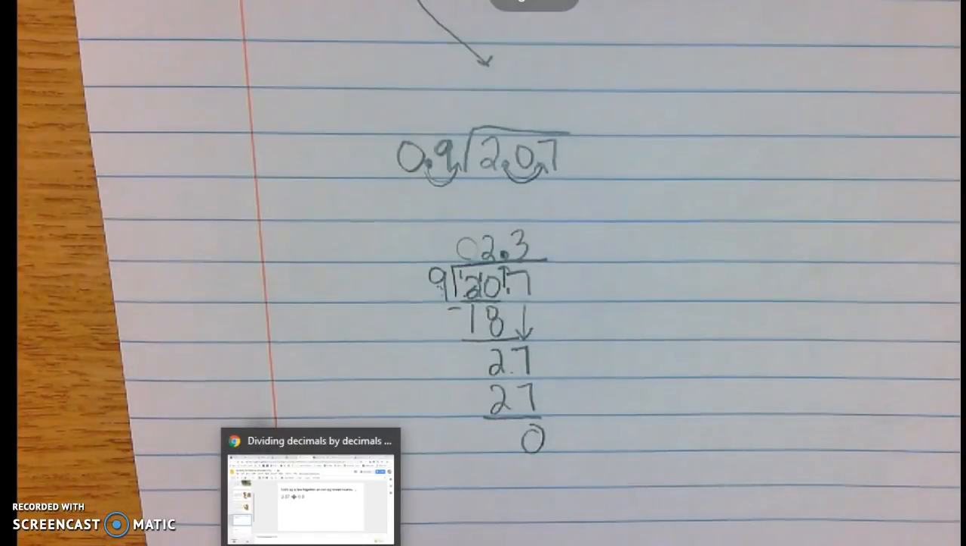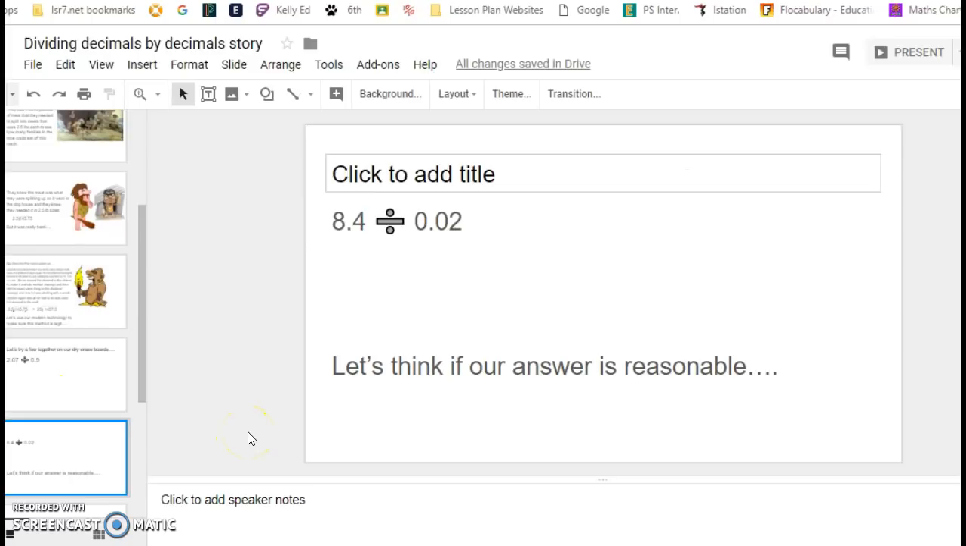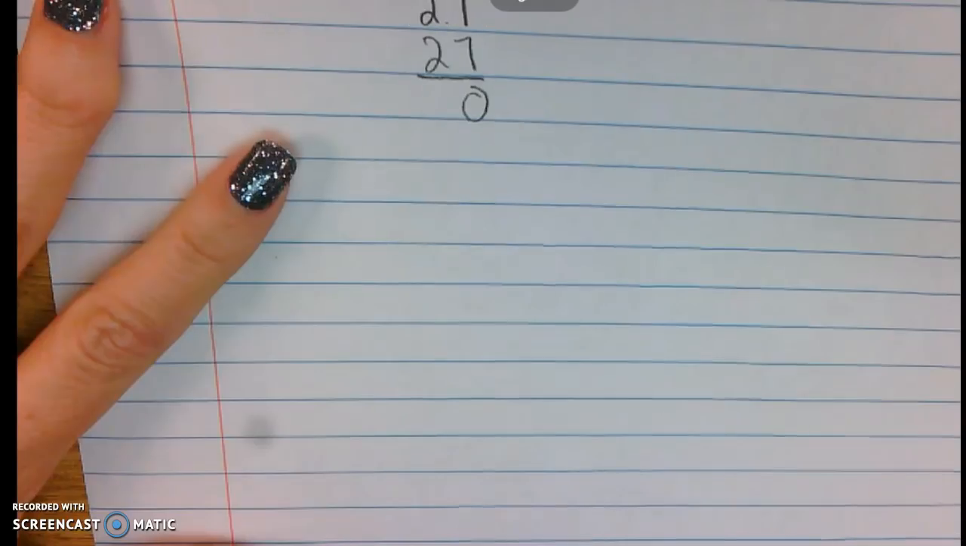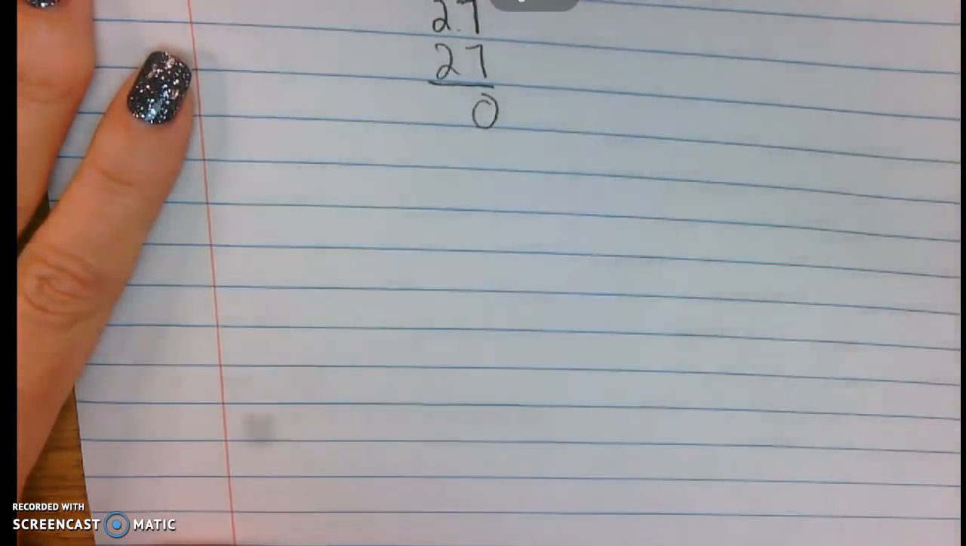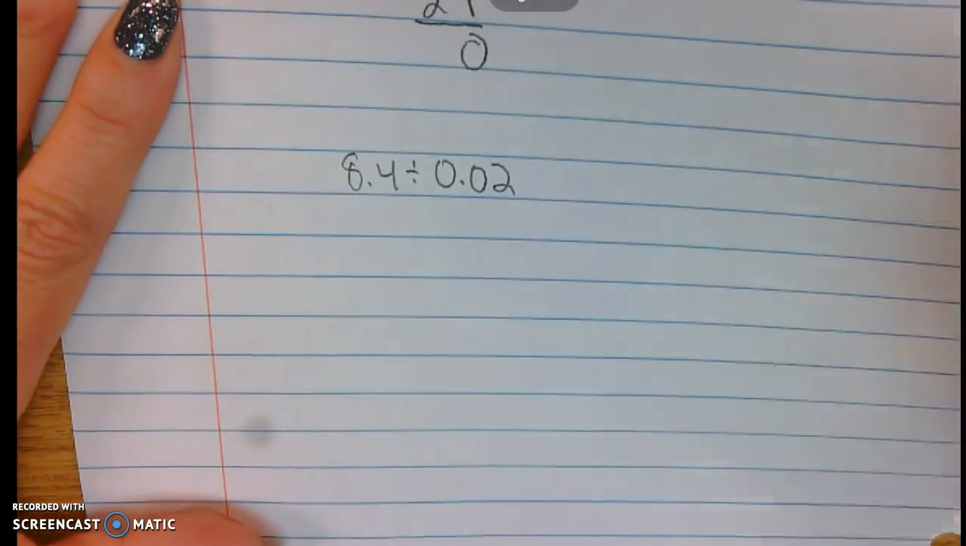All right, let's go back to our presentation and try another one. So let's try this one. If we have 8 4/10 divided into 200s. So on your papers, again, write the original problem, 8.4 divided by 0.02. Oops, I forgot the problem already. 8.4 divided by 0.02. So we have our original problem.